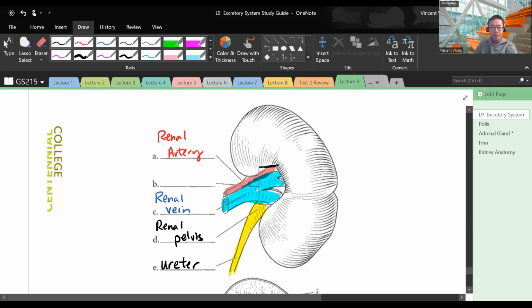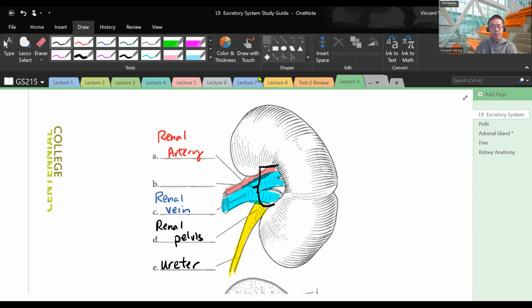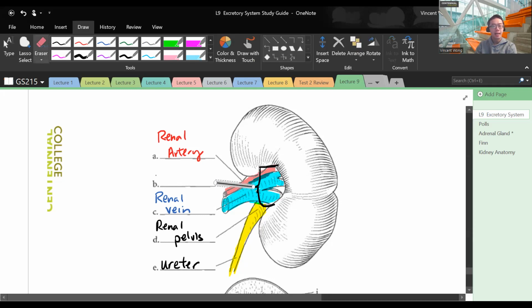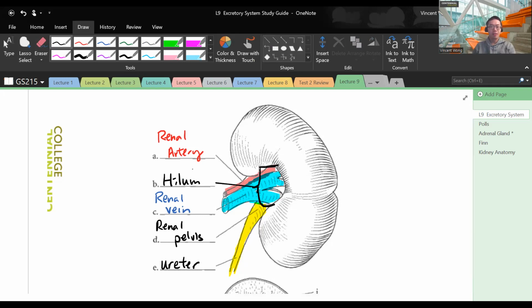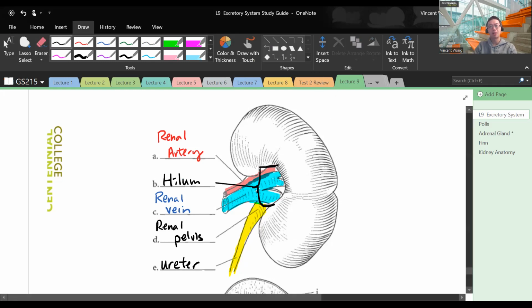What about this right here? What is B pointing at? Hilum. The hilum. That's right, Shelley. Hilum. Just like a little depression, right? A little indentation for all the stuff to go in and come out of. Okay, so artery goes in, vein comes out, ureter comes out. That's it.